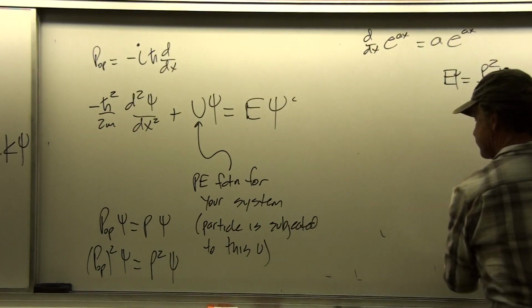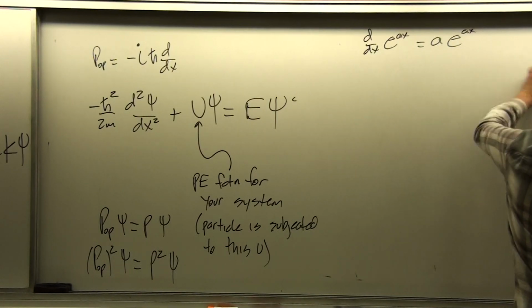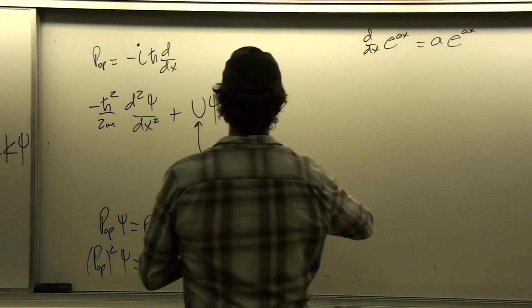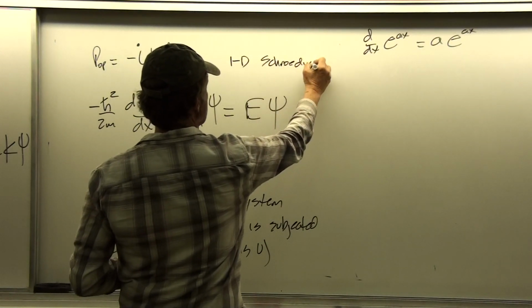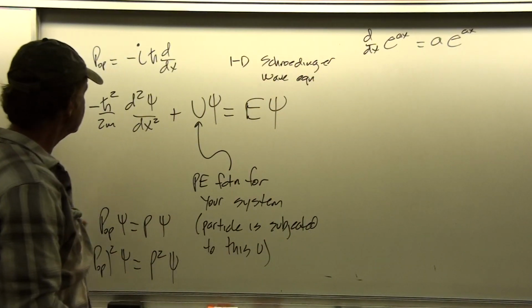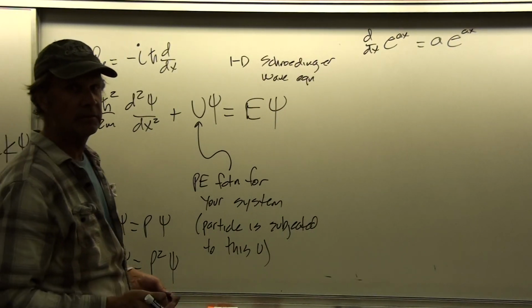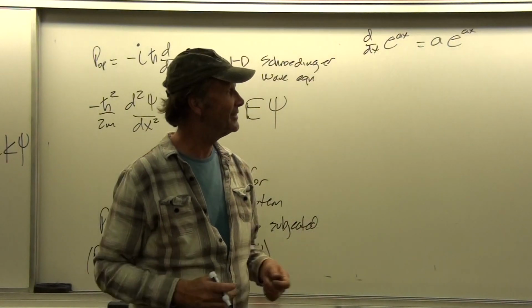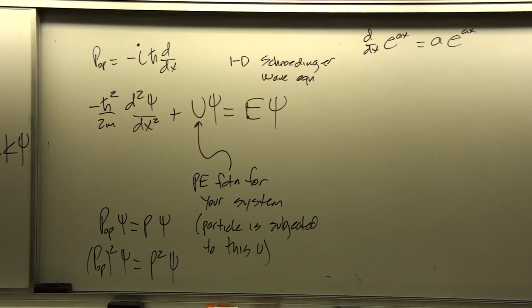And then we've got a second order differential equation which can be solved for psi. Okay, so this is the one-dimensional Schrodinger wave equation. And it is most easily solved for a one-dimensional particle in a box. So let's do that one before we go any farther with this. Because we already know the answer to that one, and so let's see if we can get that answer using the Schrodinger equation.